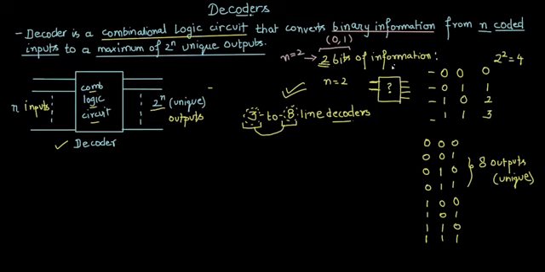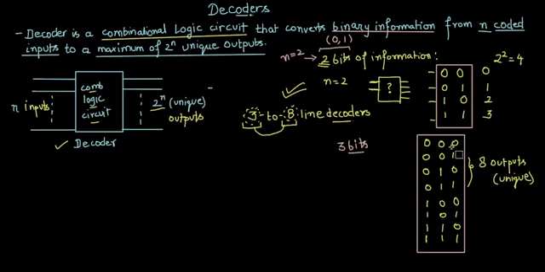2 bits of information means that we can get all of these combinations. Let me highlight these combinations. These are the 4 combinations that we can get if we have 2 bits of information: 0 0, 0 1, 1 0, and 1 1. Similarly, if I have 3 bits of information, I can get all of these 8 unique outputs. At this point, we have realized that there is a relation between the input and the output. If the input is 3, then the output is 2 raised to the power 3, which gives us 8.